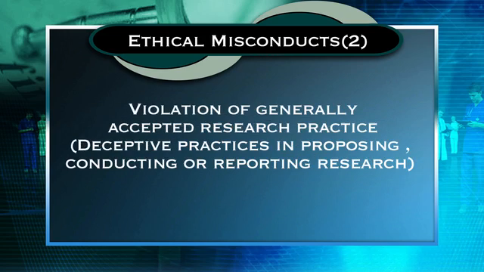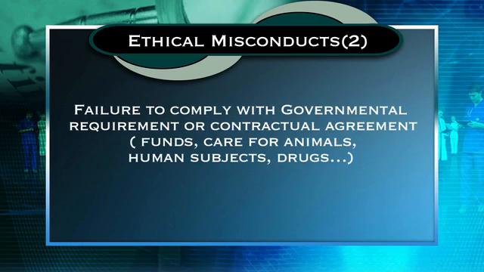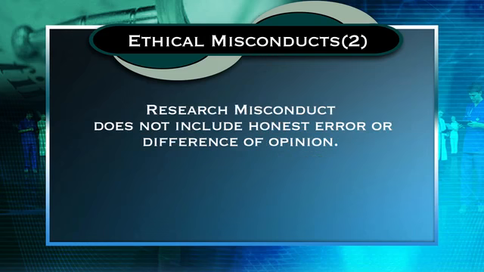And finally, violation of generally accepted research practice is also ethical misconduct, as is failure to comply with governmental requirements and contractual agreements. Funds for research are given by different funding agencies, and certain rules and regulations must be followed. If a researcher conducts research with animals' lives, the natural rules of the country must be followed. But in conclusion, I would like to mention that research misconduct does not include honest error. Honest error is permissible, and difference of opinion in research is a common phenomenon.